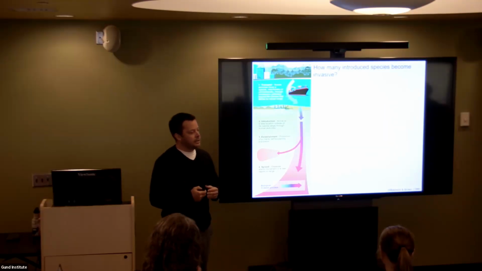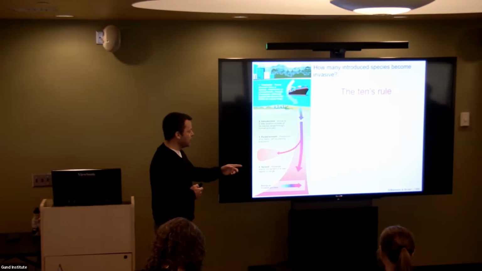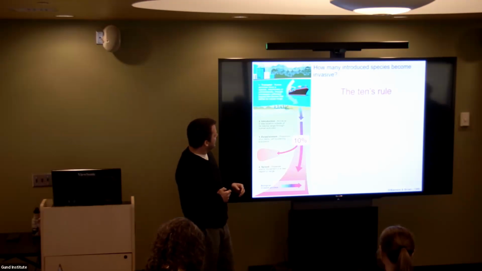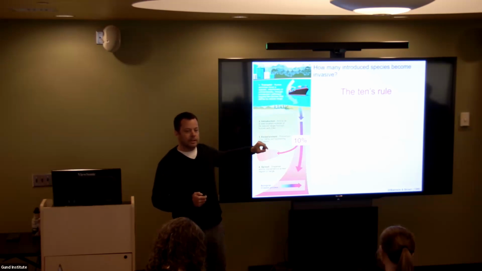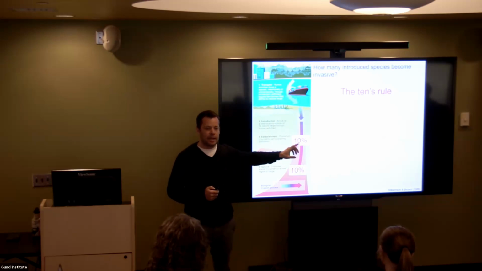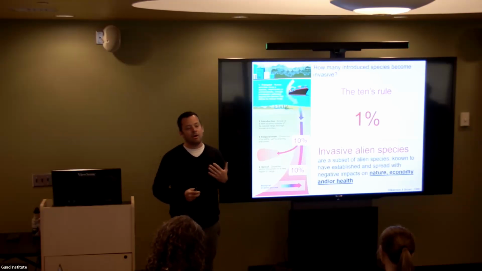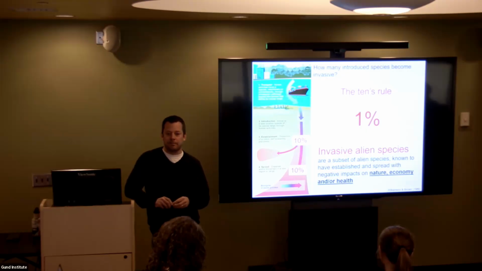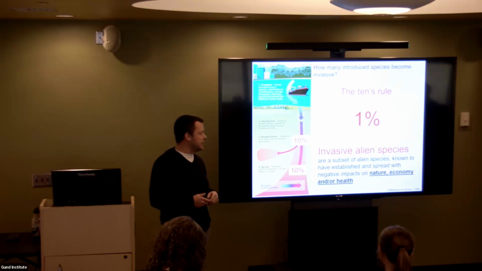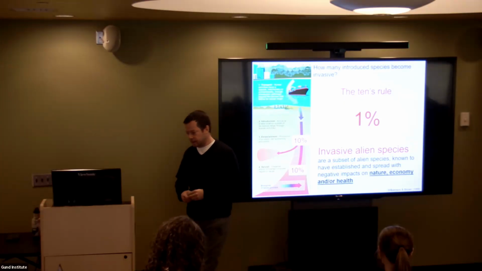So how many introduced species become invasive? This is called the tens rule by Williamson and Brown. Only 10% of all the species that we move establish in the new region, and only 10% of those become invasive. So only 1% of all the species that move around become invasive, and that means they have a negative impact on nature, economy, and our health.